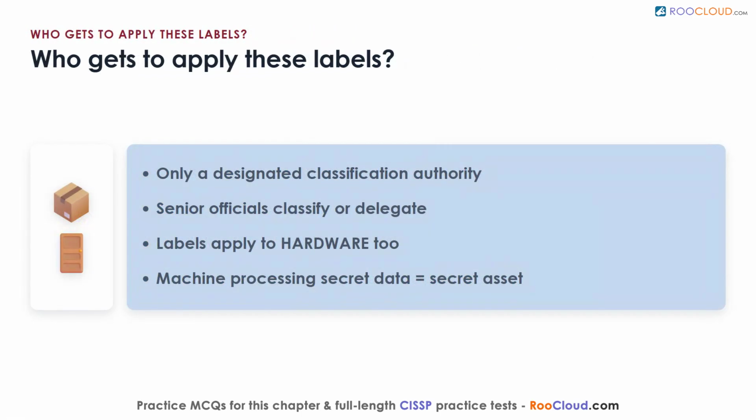So who actually gets to apply these labels? Only a designated classification authority, and the rules are strict. In a national system, that authority sits with a small set of senior officials who can classify data or delegate that power. And here is a point people miss on the exam. These classifications are not just for documents, they apply to the hardware too. So a machine that processes secret data becomes a secret asset in its own right.